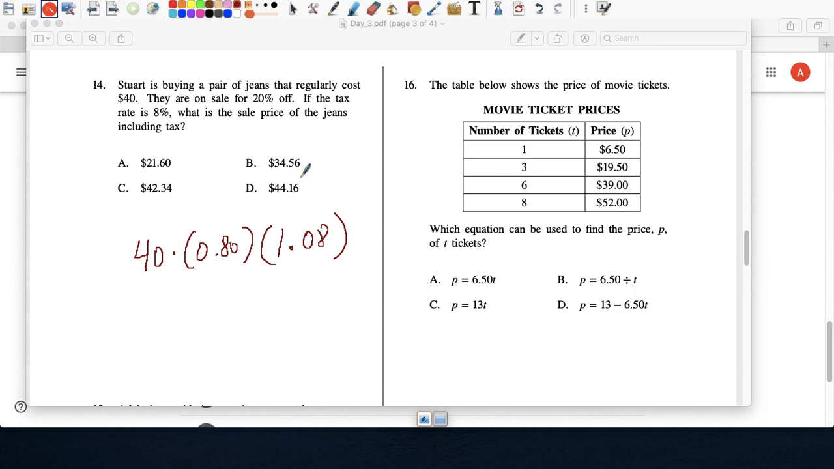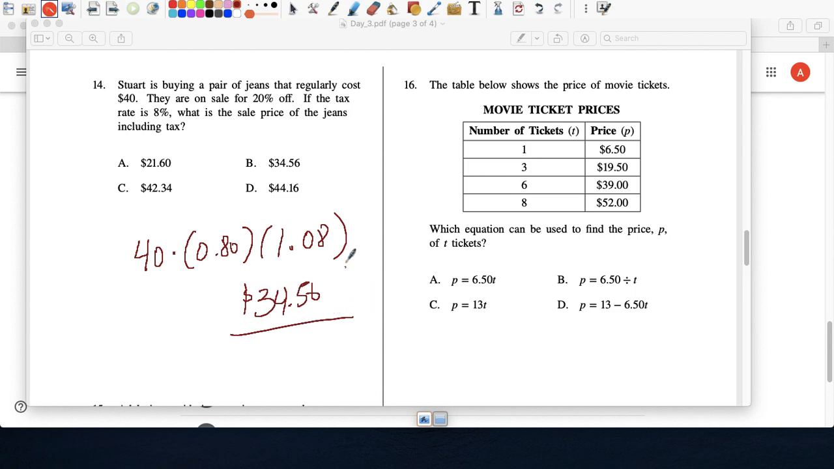Times 1.08, $44. Sorry, $40.86. What did I do wrong? Oh, sorry. 40 times 0.8 times 1.08. Sorry, $34.56. Plus $34.56. Okay.